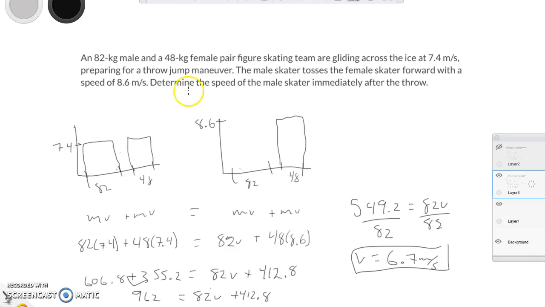So that tells us that the male skater is traveling 6.7 meters per second after the throw, and he has transferred some of his momentum into the female skater, and now she's moving faster. He lost some momentum because of it, and now he's moving slower.